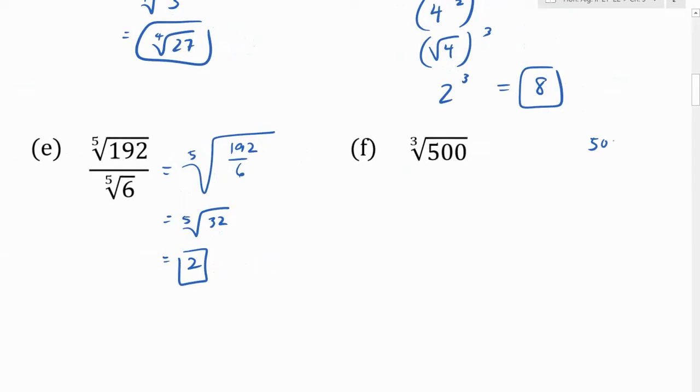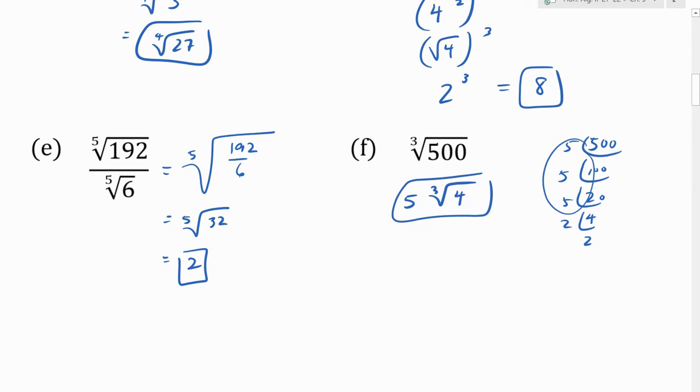Let's see, 500. I'm doing cube roots. I need 3 of something. I definitely have three 5s. I definitely don't have three 2s, so 2 squared, 4.